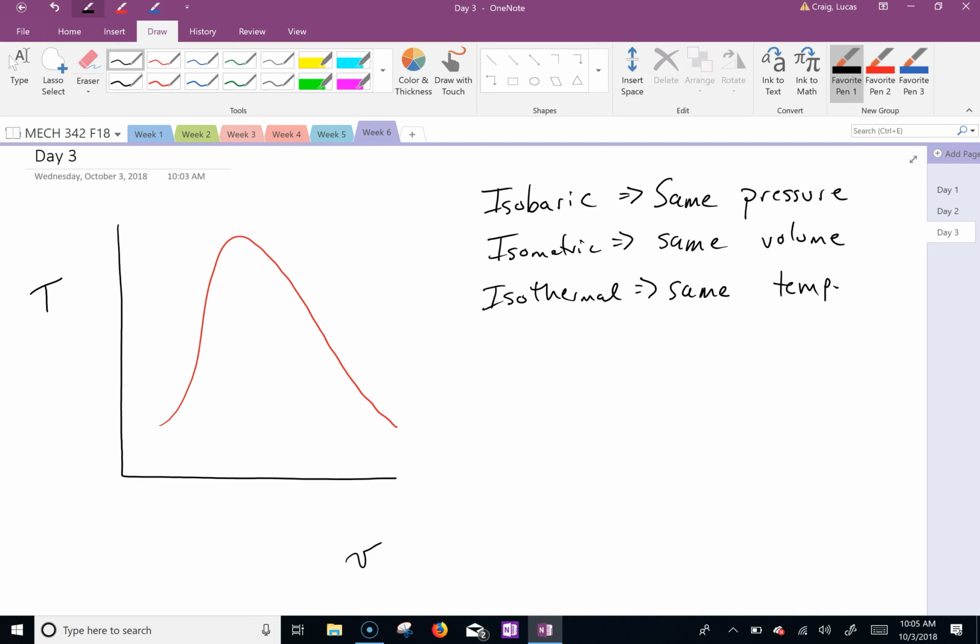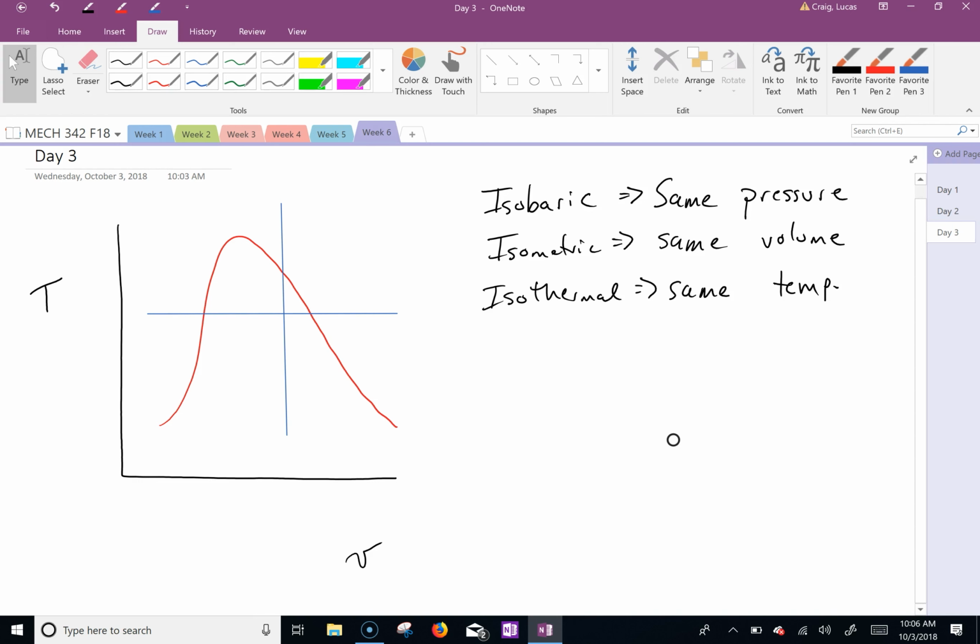So what does an isothermal process look like on this graph here? Straight horizontal line, right? So just to have it, I'm just going to put it. So that line I just drew is isothermal. What about isometric? Vertical. Okay. So that would be isometric.